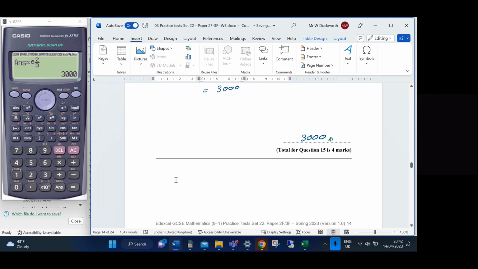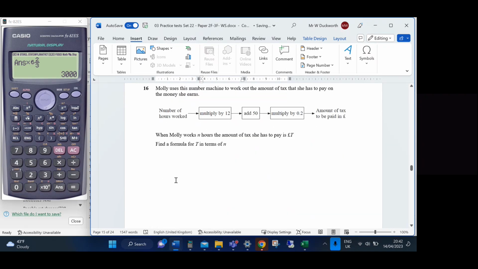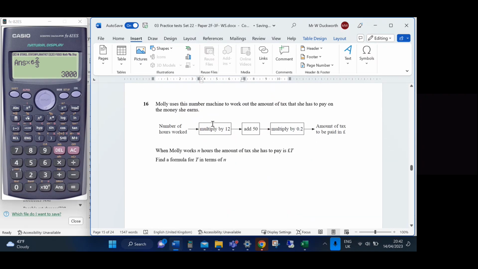Right, question 16 then. Molly uses this number machine to work out the amount of tax she should pay on the money she earns. Number of hours worked, multiplied by 12, add 50, multiplied by 0.2, gives the amount of tax to be paid in pounds. When Molly works N hours, the amount of tax she pays is T. Find a formula for T in terms of N.